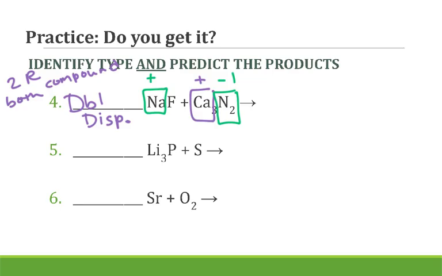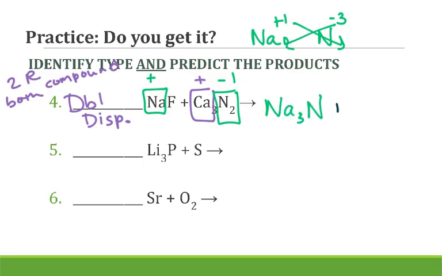So my sodium is going to get paired with that nitrogen that has a negative charge. So sodium, and I need to go to my periodic table to get the actual charges. Sodium has a +1 charge. Nitrogen has a -3 charge. So drop and switch, we're going to get Na3N.